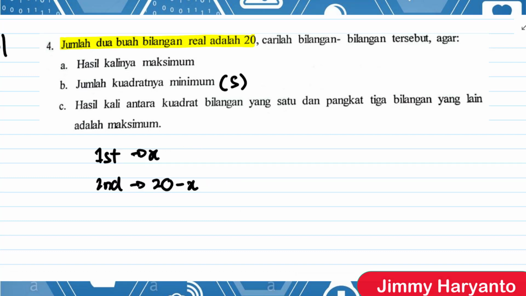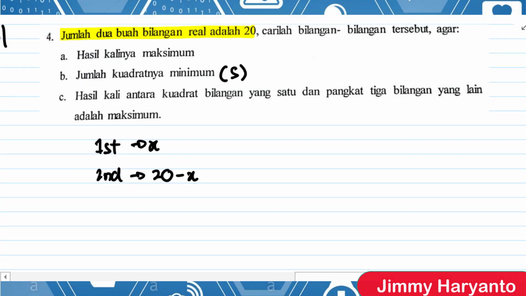For C, we have hasil kali antara kedua kuadrat bilangan yang satu dan pangkat 3 bilangan yang lain. Kuadrat. But the question didn't give the information of which one is the kuadrat. We don't know which one is the quadrat. So I will take the x one. For the third one, I will use h.